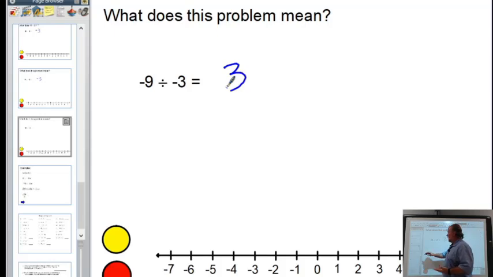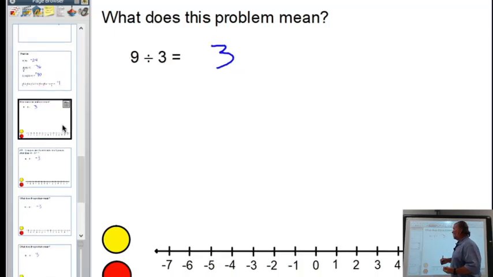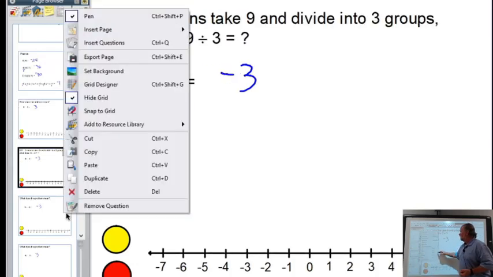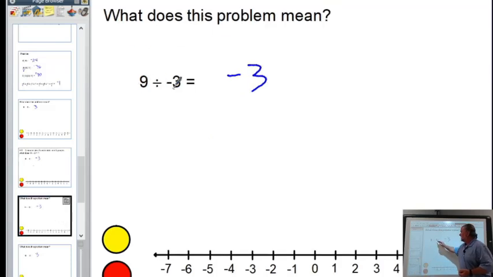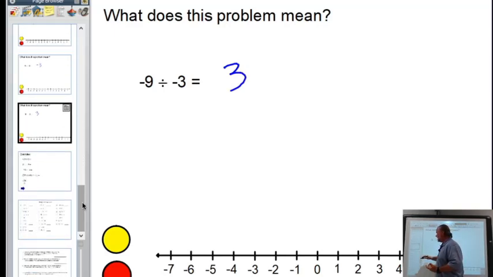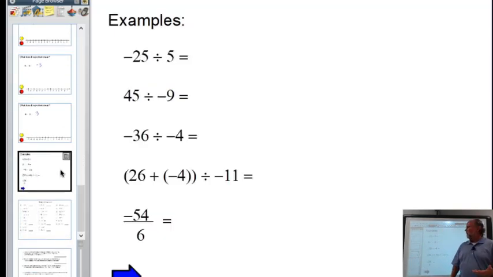So if you'll notice, the rule was the same. The chart would have been the same. A positive and a positive make positive. A negative and a positive make negative. A positive and a negative make a negative. And a negative and a negative make a positive. So the rules for division are exactly the same. So let's see if we can answer a couple division questions then real fast.